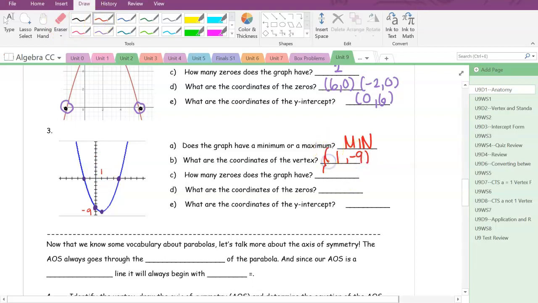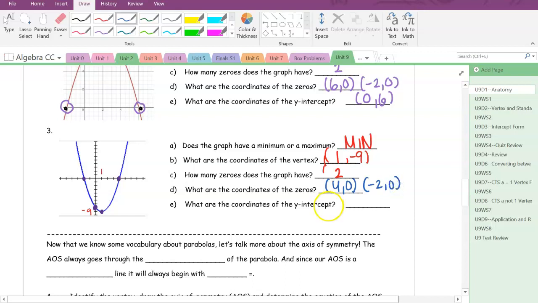There we go. All right, how many zeros does this graph have? Well, here's my x-axis. I've got 2 of them. Okay. All right, and now the coordinates of those. 1, 2, 3, 4. So I'm at 4, 0. And this is 1, 2. Make sure you have your negative, -2, 0.